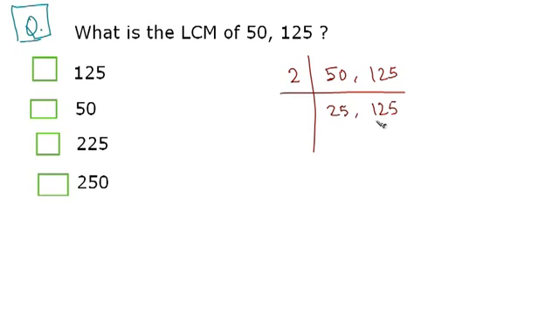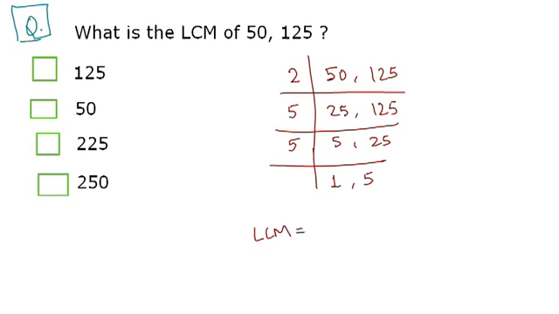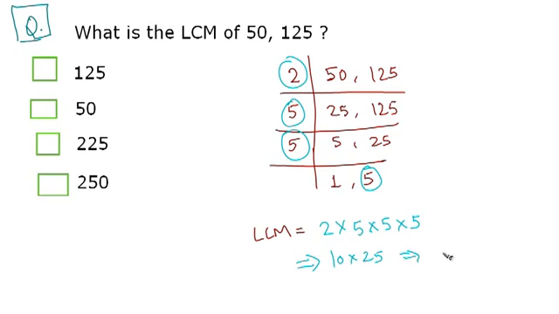Now 3 cannot divide any of these numbers, so we go with 5. So 5 5s are 25, 5 25s are 125. Again we can divide this by 5, so 5 1s are 5, 5 5s are 25. So we have a prime number here and a 1, so we can stop here. So LCM is equal to 2 into 5 into 5 into 5. We can always ignore 1. So this comes out to be 10 into 25, that is 250. So there you go. This is your correct option.